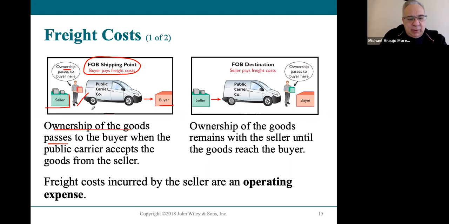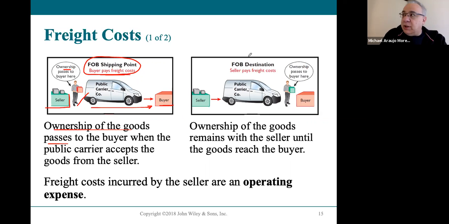So the buyer really has ownership of all of this during the transit until it reaches them. That means the buyer is going to pay for all of the freight costs because the buyer owns the inventory at the shipping point. It's their stuff, so it's up to them to care for it.